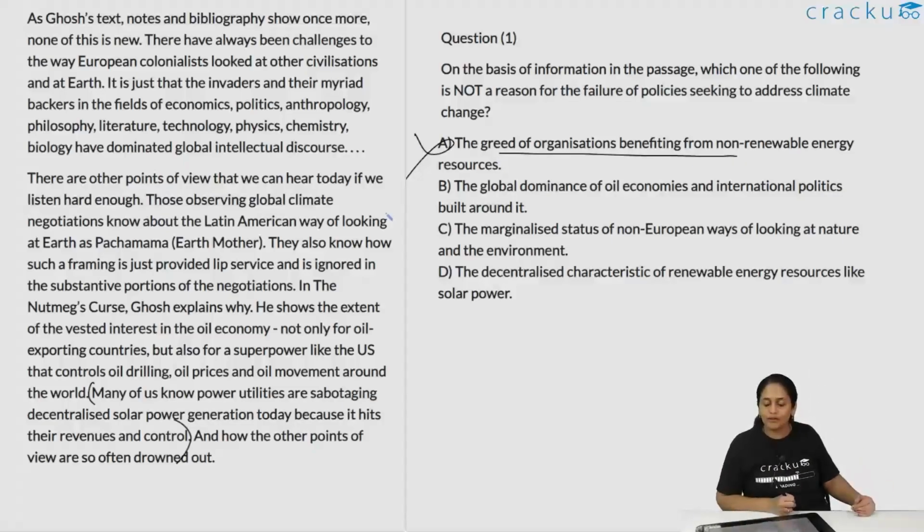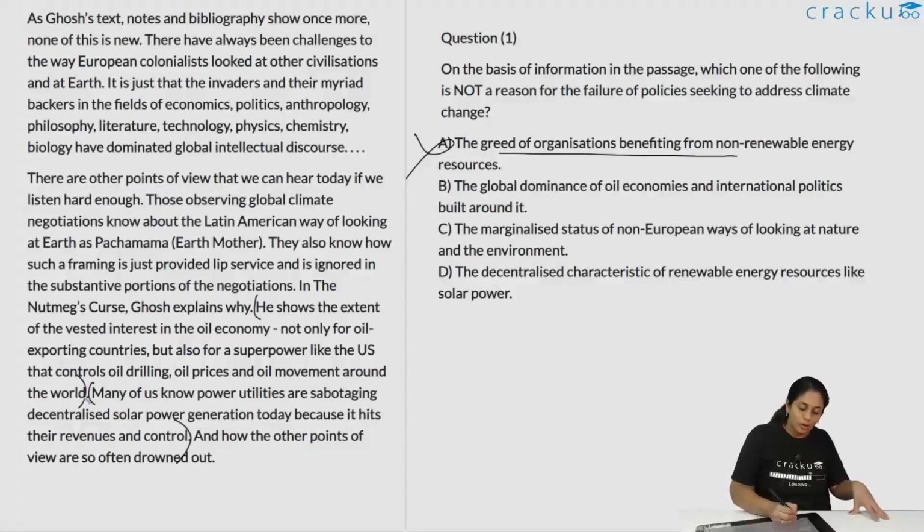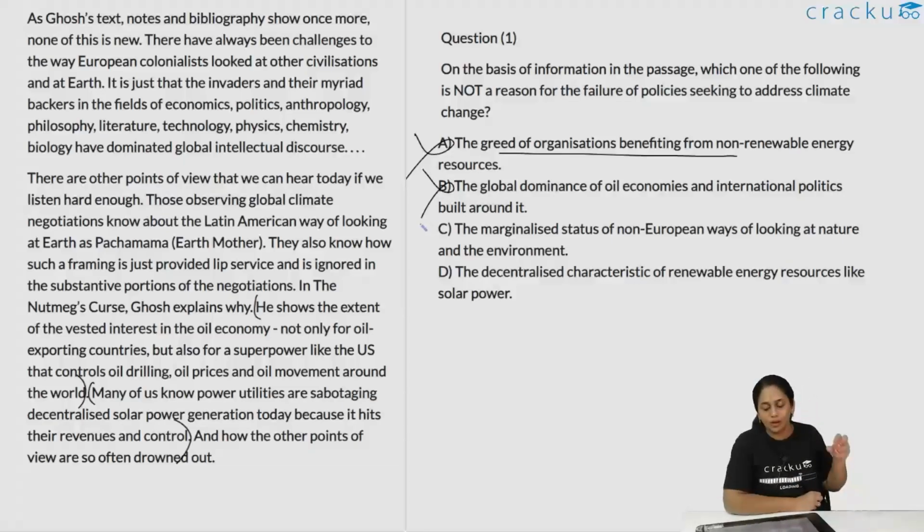B: The global dominance of oil economies and international politics built around it. This is given over here. He shows the extent of Western interest in the oil economy, not only for oil exporting countries, but also for super powers like US that controls oil drilling, oil prices and oil movement around the world. So Ghosh says that this is one of the reasons why we have not really done anything about climate change as such. Those who are seeing global climate change negotiations know that this framing of Earth as Earth Mother is just lip service. They are not really treating Earth with any respect, and this has been given as a reason. So B is also true.